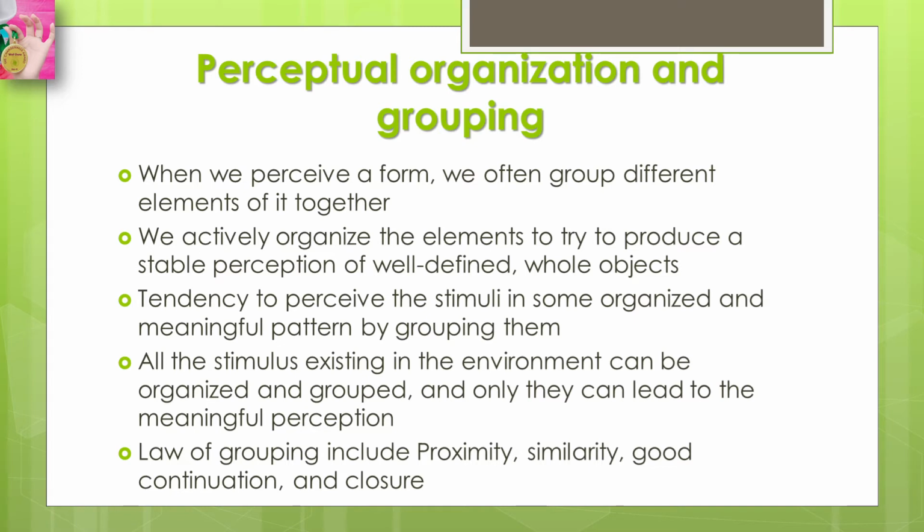When we perceive a form, we often group different elements of it together. Many of the forms we perceive are composed of a number of different elements that seem to go together, and it would be more accurate to say that we actively organize the elements to try to produce a stable perception of a well-defined whole object. This is what perceptual psychologist Stanley Coren and his colleague in 1999 refer to as the urge to organize, which we'll be discussing in this video.